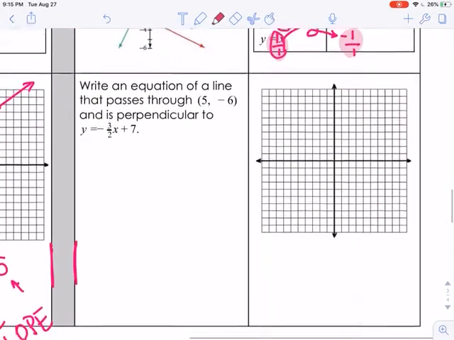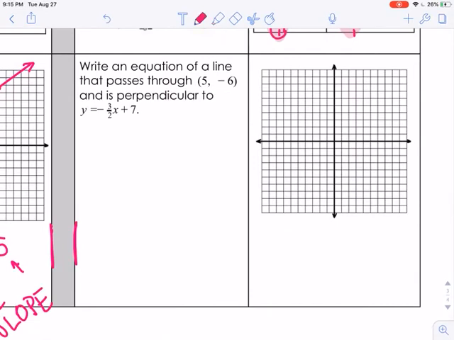So when we're thinking about our perpendicular slope, when it says perpendicular, we're thinking opposite. A negative is turning into a positive, and a positive is turning into a negative. So let's look at our slope first. This is our old slope. We want perpendicular, so we're going to turn it from negative 3 over 2 to positive 2 over 3. That is going to be my new slope.